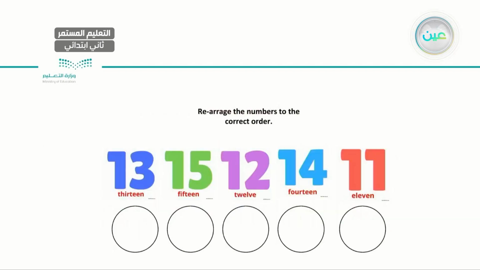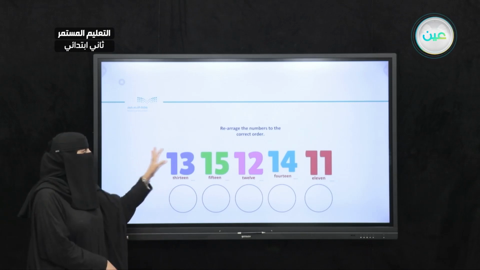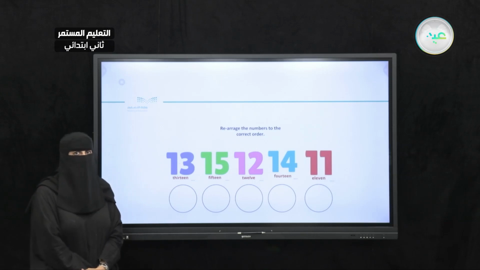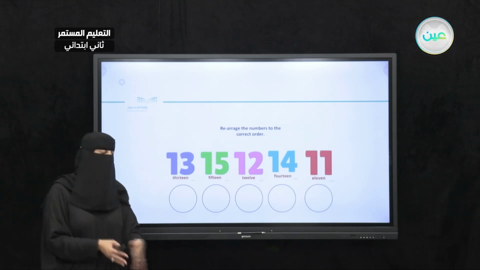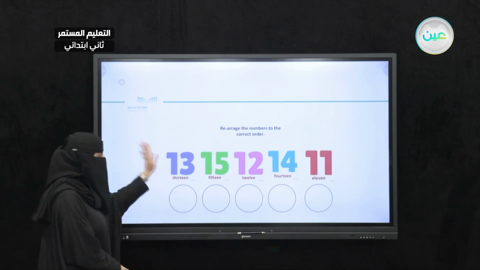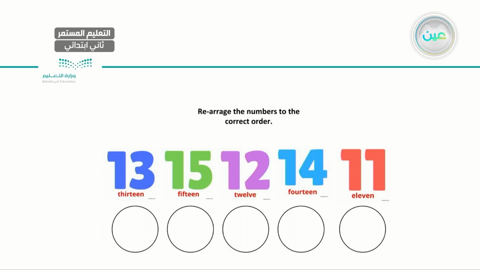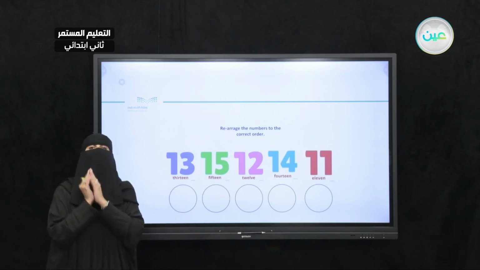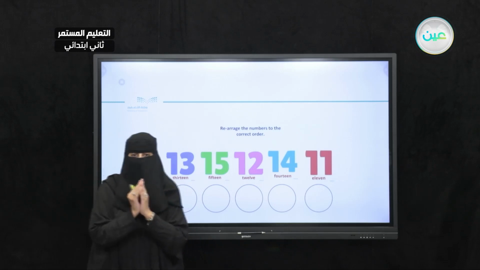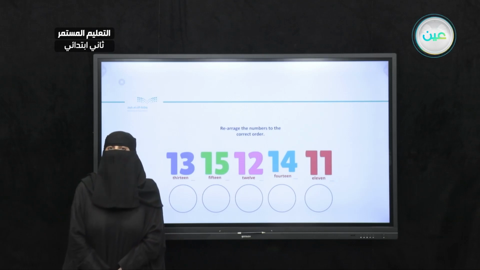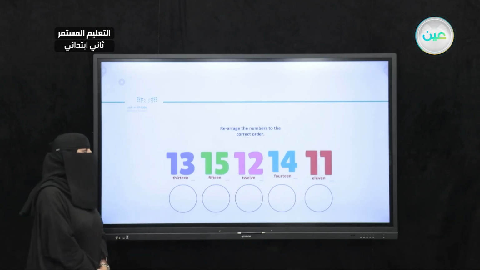Now, let's have some exercises. So as you can see here, I have all the numbers, but they are not in the correct order, right? Now I need your help. Try to put them in the correct order. As you can see, I have 13, 15, 12, 14, and 11. I have the numbers and I have the words. Help me out. Try to put them in order or rearrange the numbers. Okay? So which number are we going to start with?